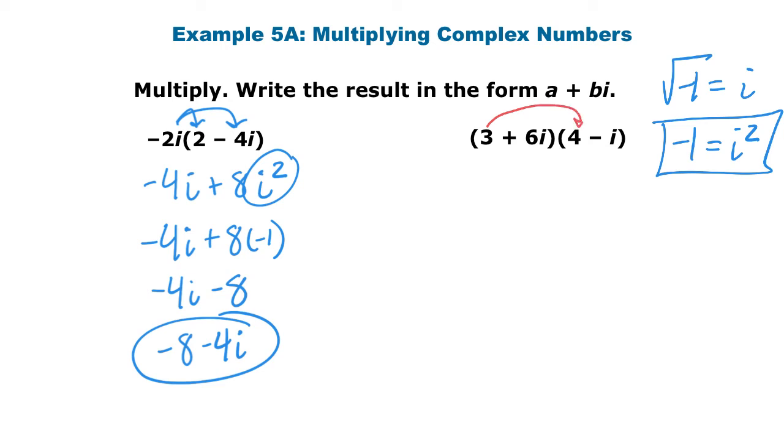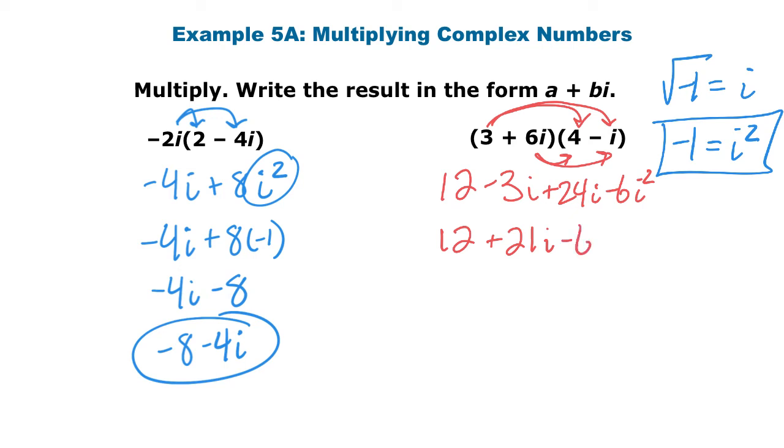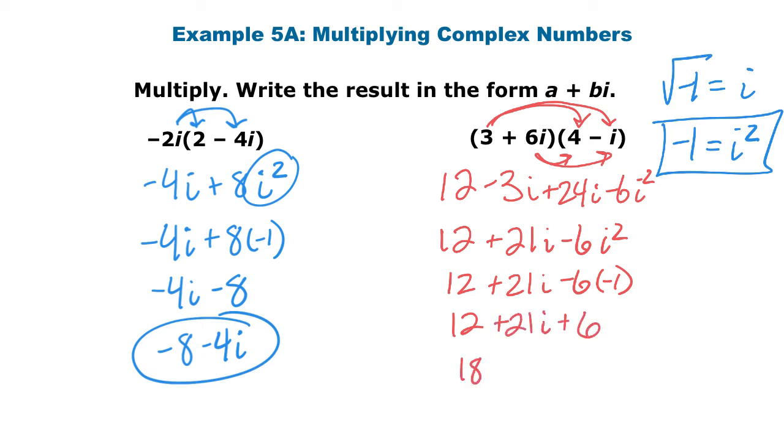In this one, we just have to do more distributive property than we did in our other one. So this would be 12 minus 3i, and then plus 24i minus 6i squared. And so I'm going to simplify my like terms. And I remember that i squared is -1. And so I'm going to rewrite this as -1. And I just keep simplifying now and combine like terms. And there we have it.